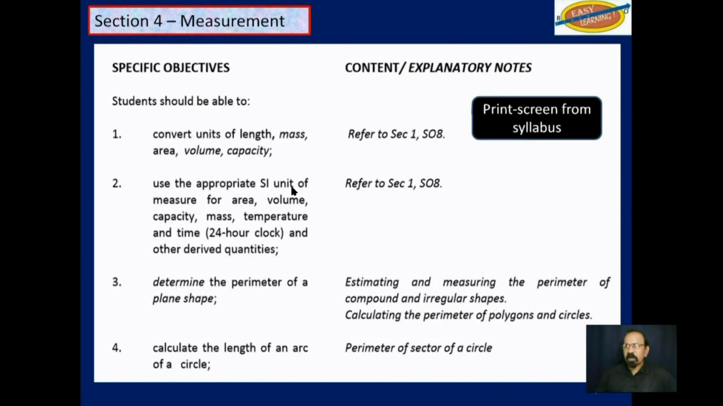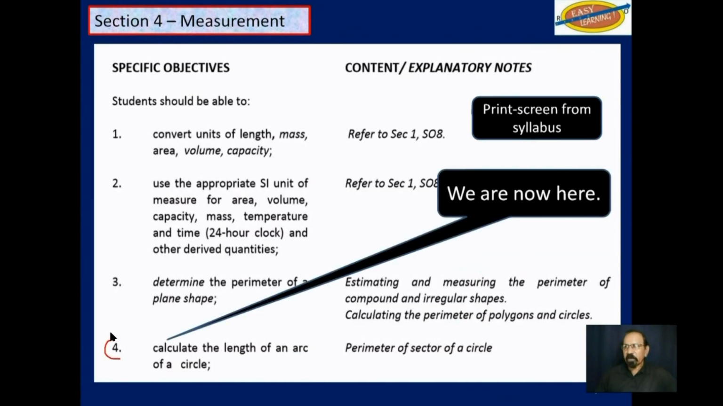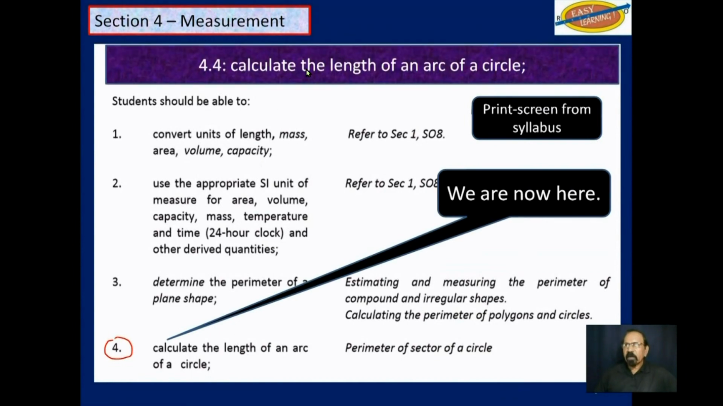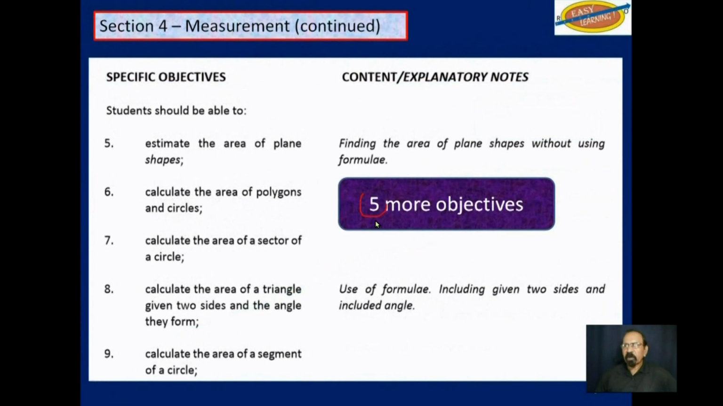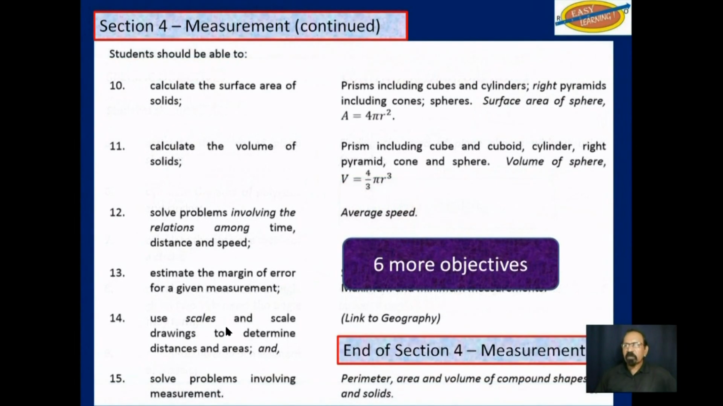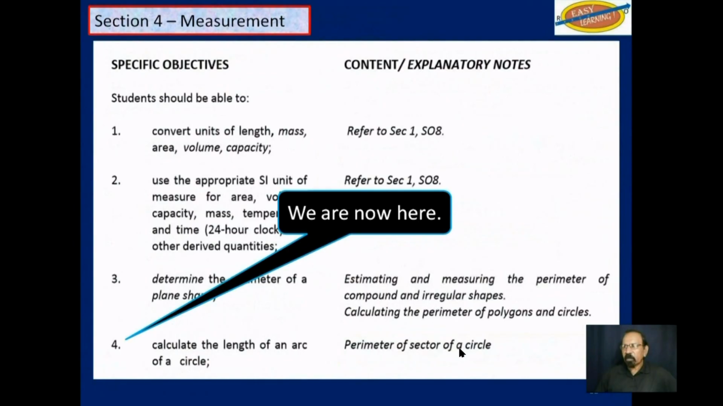So this is a print screen of the syllabus. We are here just so you could keep track of where we are. Calculate the length of an arc of a circle. Once we finish with this objective 4, we have 5 more objectives on this page here. Take us to objective 9, plus 6 more, which should give a total of 15 objectives in this section. So as I said, we are here.